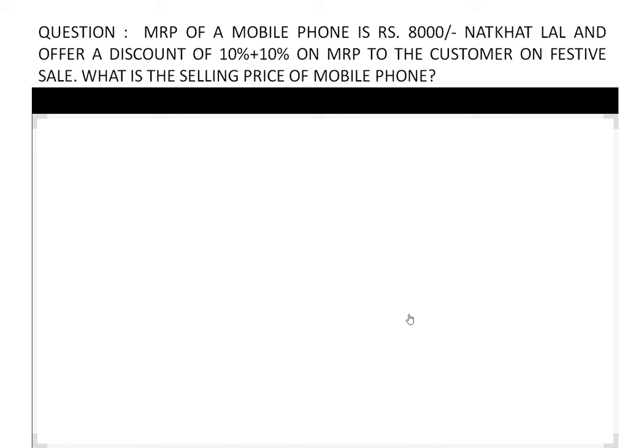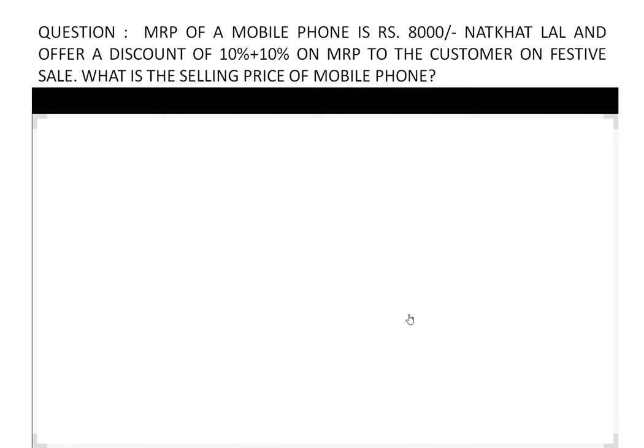This question is based on successive discount. The MRP of a mobile phone is 8,000 rupees. Natkat Lal offers a discount of 10% plus 10% on MRP to the customer on a festive sale. What is the selling price of the mobile phone?